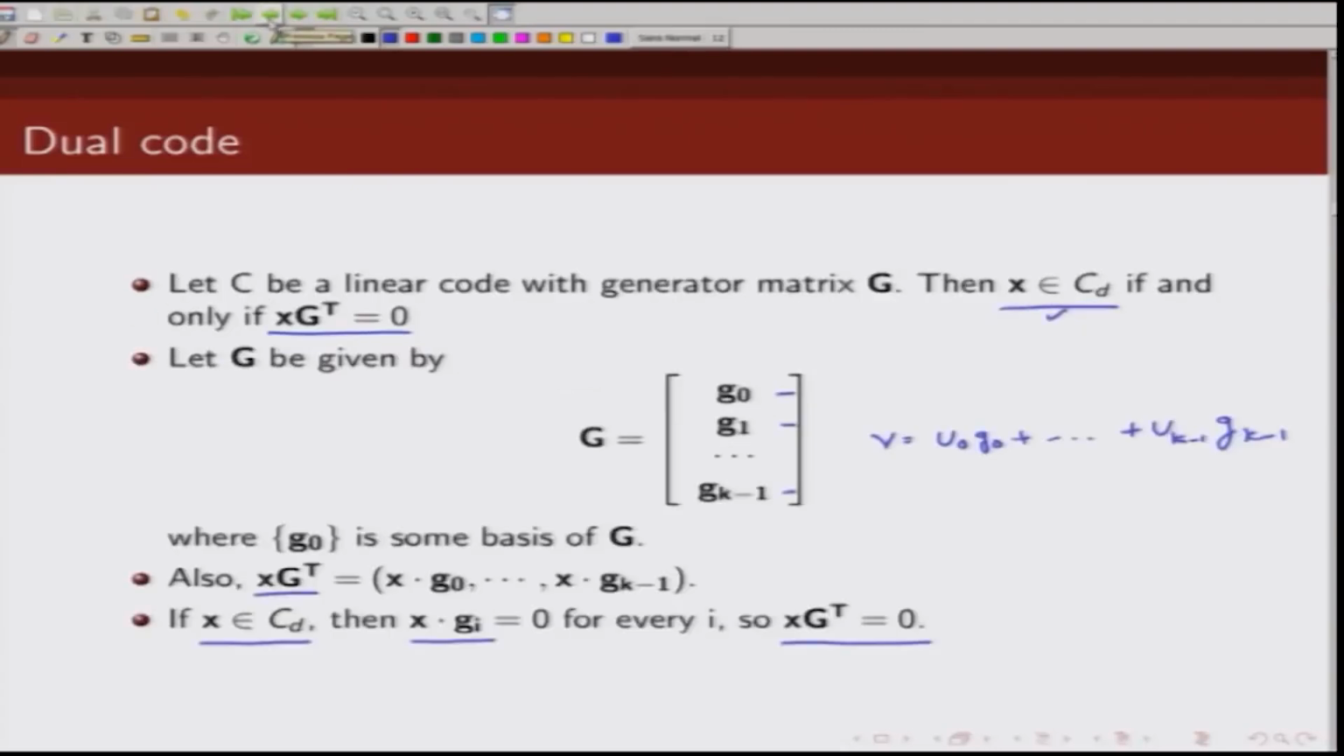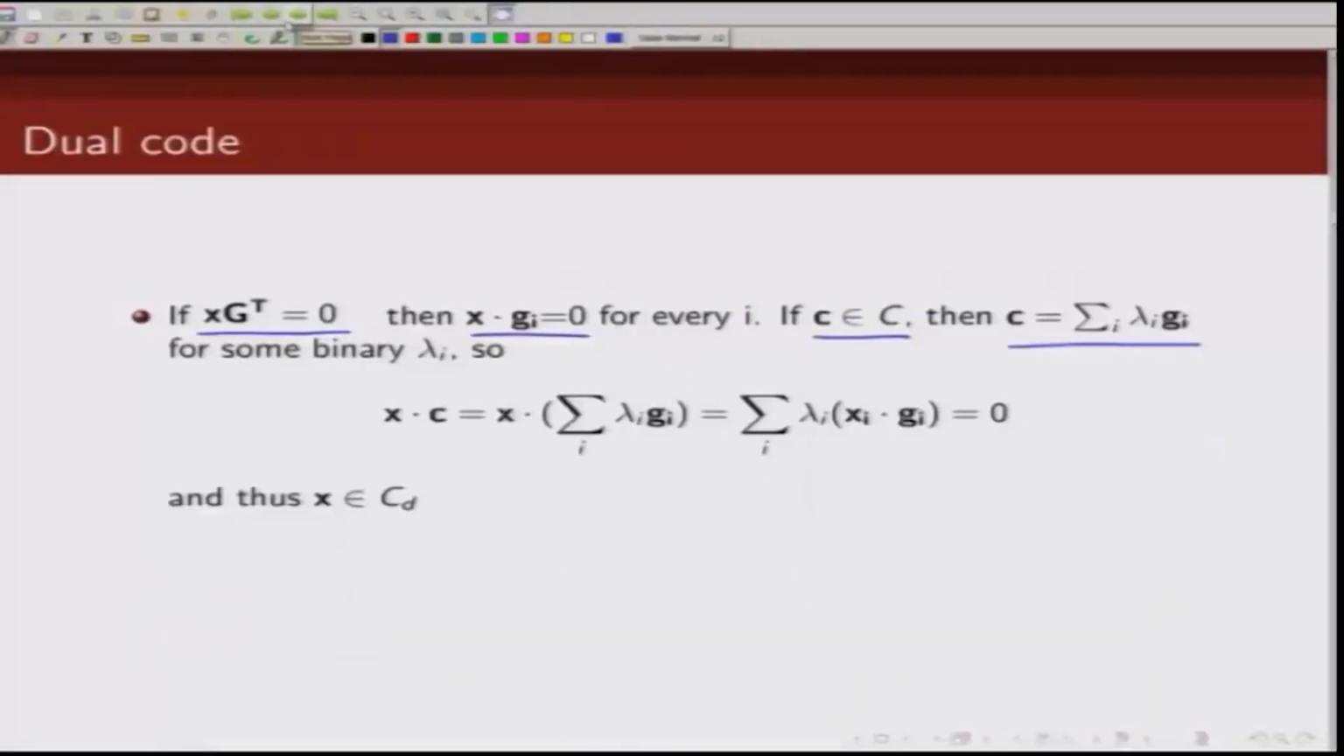Now, note, what do we want to show? We want to show that if XG transpose is 0, then X must belong to the dual code. And when will X belong to the dual code? We have to show that a code word which belongs to the original linear block code C and the set of code words which belong to the dual code are orthogonal to each other, or in other words, their dot product is 0. So, let us take a dot product. This is X which we want to show belongs to the dual code, and C is a code word in the original code C.